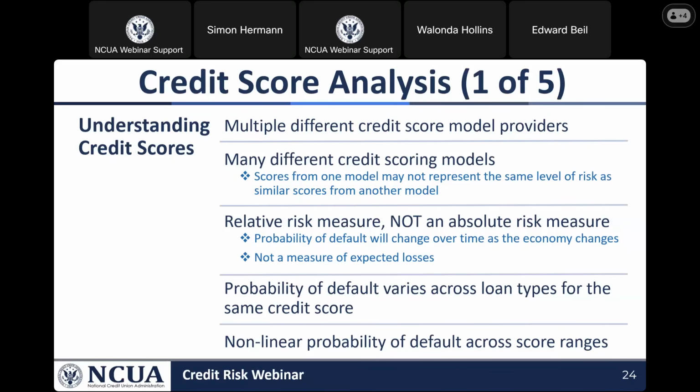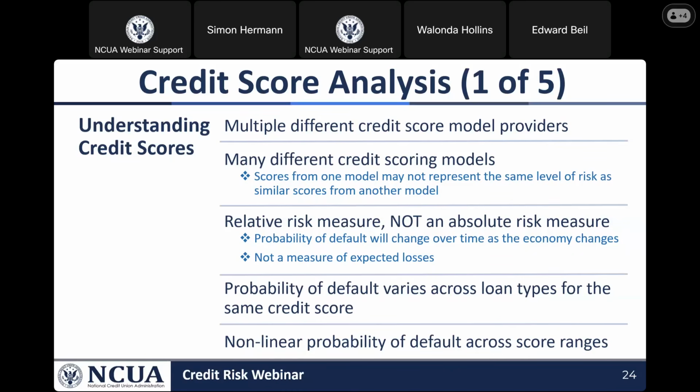It's also important to understand that consumer credit scores are a relative measure of the risk that an individual will default on a loan. Credit scores are not an absolute measure of the risk of default. This means that the probability that a borrower with a given credit score defaults on their loan will change over time. For example, the probability of default for a borrower with a 660 credit score in 2020 will not be the same as it is today because the economic conditions are different.